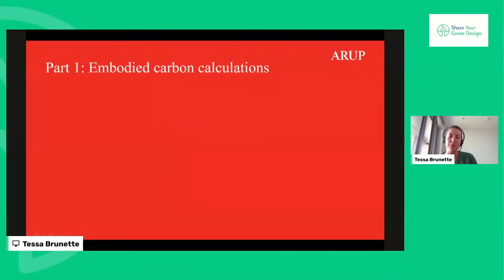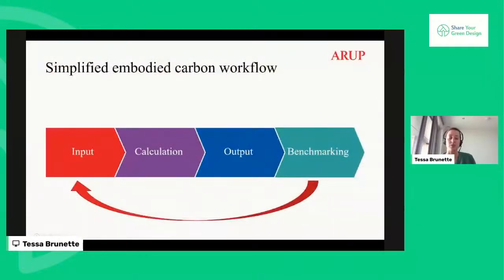Now I'm going to talk a little bit about the actual embodied carbon calculations themselves and talking specifically to some projects that we've worked on. So the slide that I showed previously, this is just extending out on that. In essence, this is a simplified embodied carbon workflow. We start with the inputs, which are the volumes. We need to understand the materials and the volumes of those materials in the various buildings. Then we do the calculation by inputting the carbon factors. Then we get the result. So we press equals and it comes out with a number.